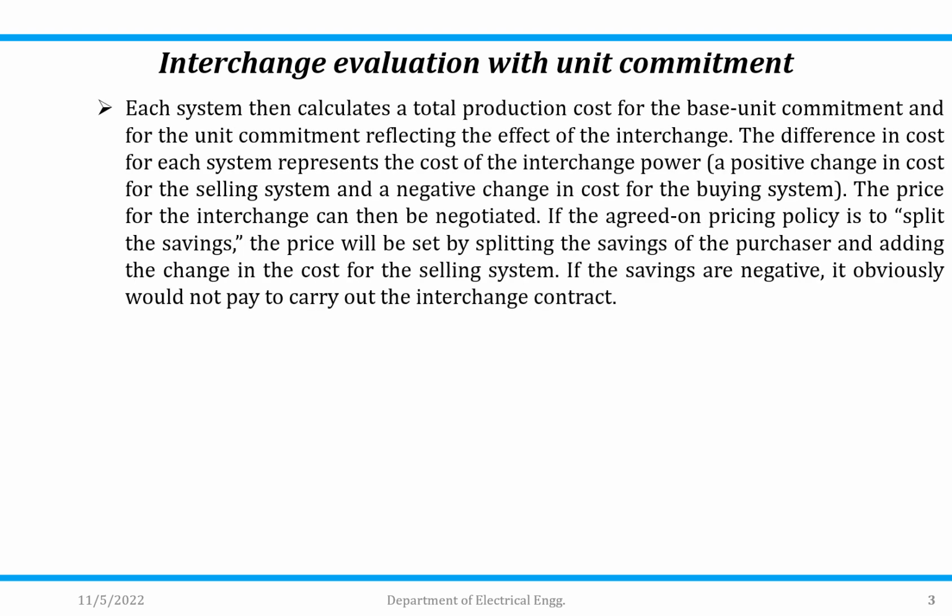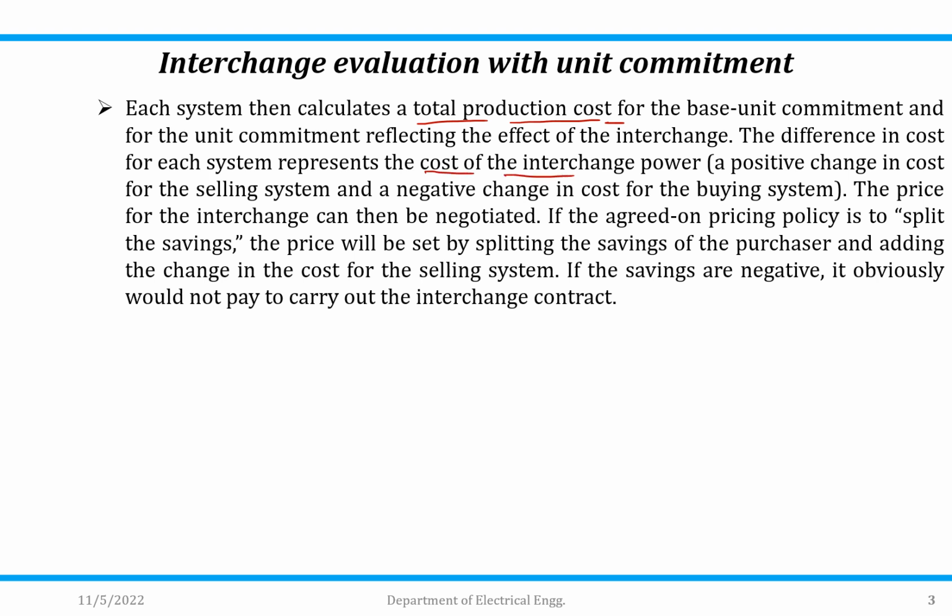Each system then calculates a total production cost. Now this is very important. In case of unit commitment, we have gone through two methods, the priority list method and the dynamic programming method. It is associated with the cost of generation only. So we have to find out the total cost of generation for a base unit commitment and for the unit commitment reflecting the effect of an interchange. The difference in the cost for each system represents the cost of an interchange of power.